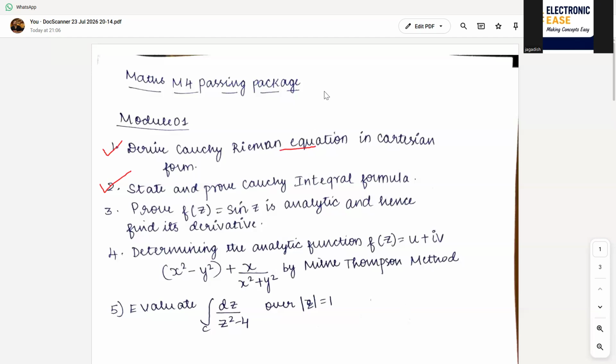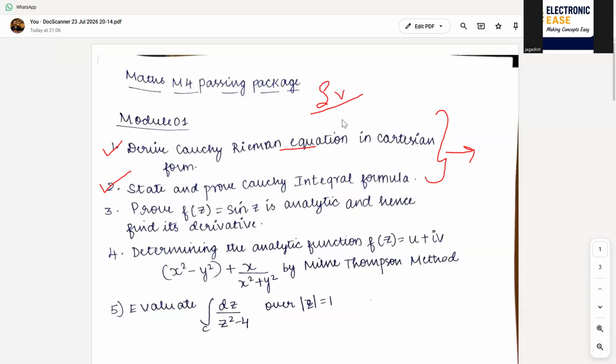Cartesian form. That is, ∂v/∂x is equivalent to ∂u/∂y, and you have to prove it. So you have to learn that. And state and prove the integral formula. In these two derivations, both can come or any one will come in the examination for sure, for 7 marks. Okay. So prove.